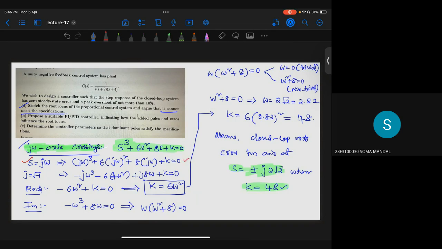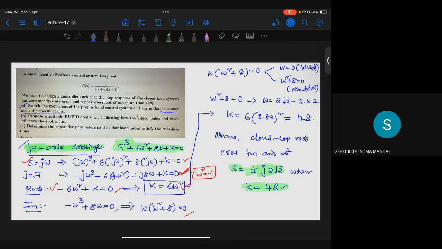You already know that j omega squared is equal to minus omega square. Substitute into this equation. So you will get the k value as what? In this equation, equate your real part. Minus 6 omega square plus k equals 0. So that gives us k is equal to 6 omega square. Then the imaginary part to 0: omega multiplied by omega square plus 8.